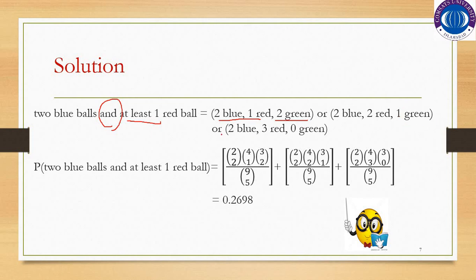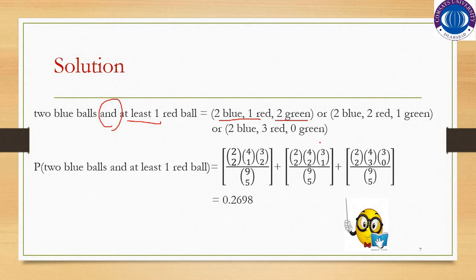Or you can select 2 blue balls and 3 red balls. Now what happened there? Here you have to select 5 balls in total, in which 2 must be blue and at least 1 should be red. So you have selected 2 blue balls and 3 red balls. So the count is complete here. No need to select any green balls, as you are taking the sample of 5 balls.